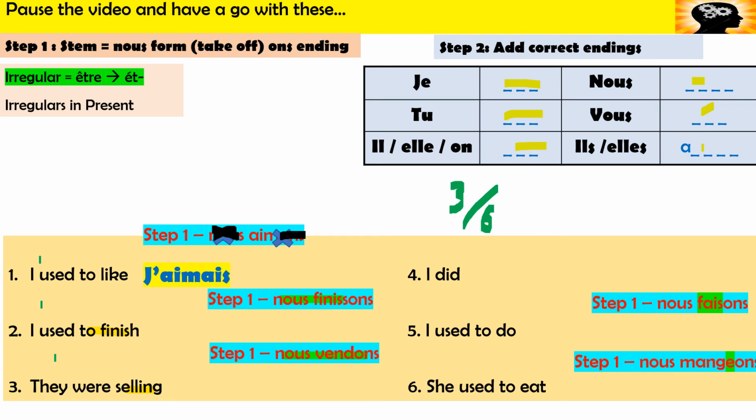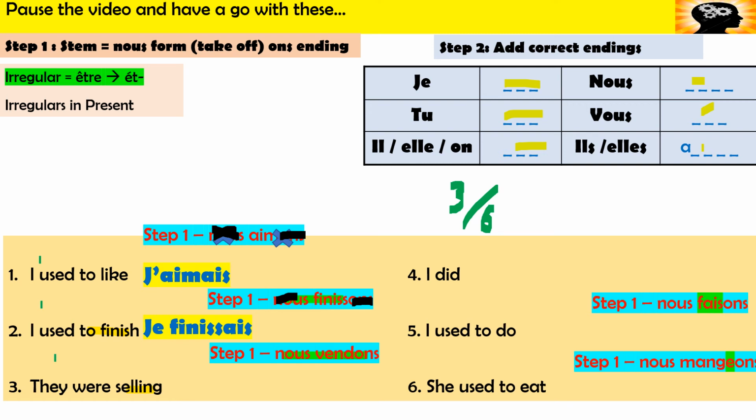Step 2 then, question 2 then, I used to finish. So nous finissons is what it changes to. You need to get rid of the nous, get rid of the ons, but you keep on the iss. This is your stem, and then you add our right ending. So je finissais. Voilà.